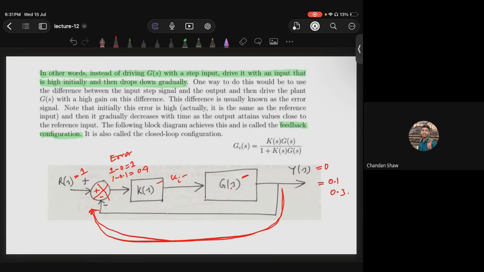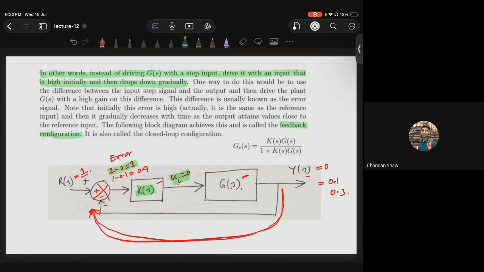Let us say initially your system is G of S, and your output Y of S, you want it to equal 1. Initially you're not applying anything. Here U is 0, the initial value. You're taking the output from this side, comparing both, and you get an error of this much. That error you are giving to the controller, K of S. What K of S does is it modifies this error and produces the proportional input.